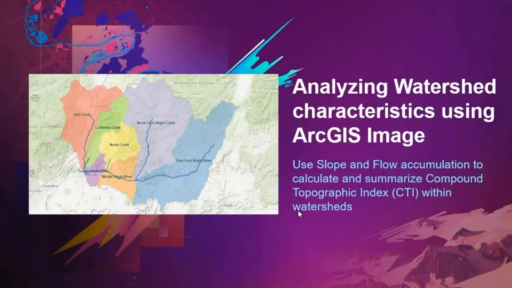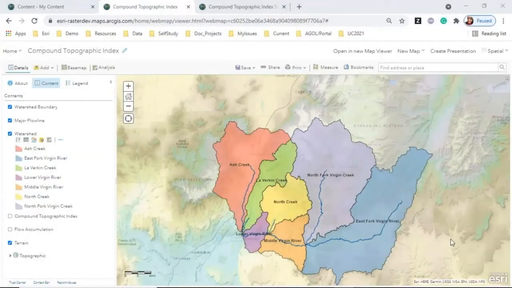Now let's look at an example to analyze watershed characteristics using ArcGIS Image. In this example, I'm trying to determine watershed characteristics in southern Utah, near Zion National Park, an area with a history of dangerous flash floods. To do this analysis, I'm going to use slope and flow accumulation to calculate compound topographic index, also known as topographic wetness index, and then summarize the index within watersheds.